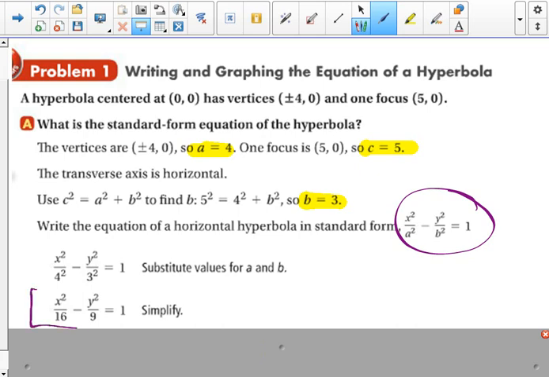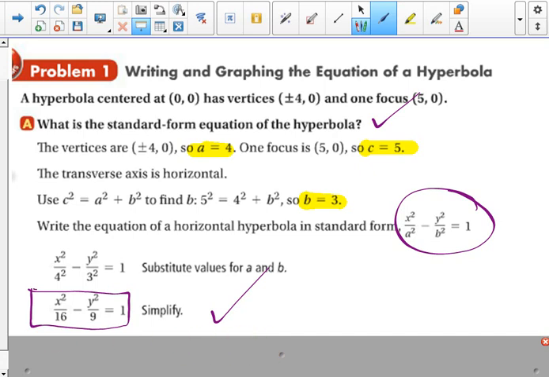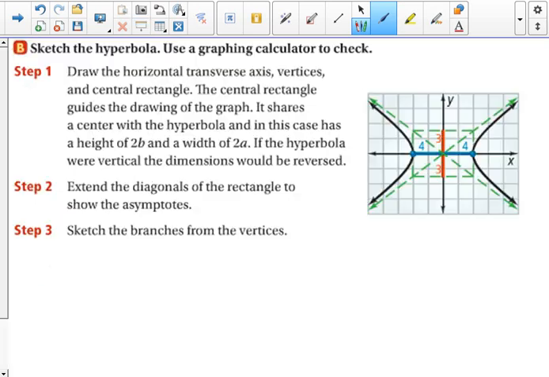And you're done with this portion. We've got our equation. So we gave them the standard form equation of the hyperbola. And there it is. Any questions about that? So pretty easy stuff. Okay, let's look at the next one, and then we'll work some.